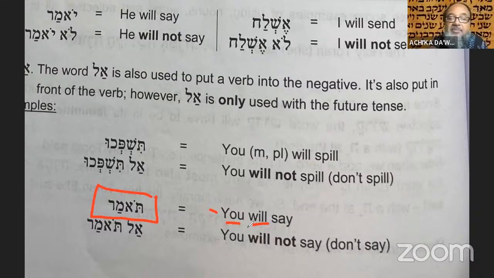Yah's name means I will be who I will be. So will is huge. And will is always in the future because it hasn't happened yet. Always for us. Okay. So how do you say you will not say?